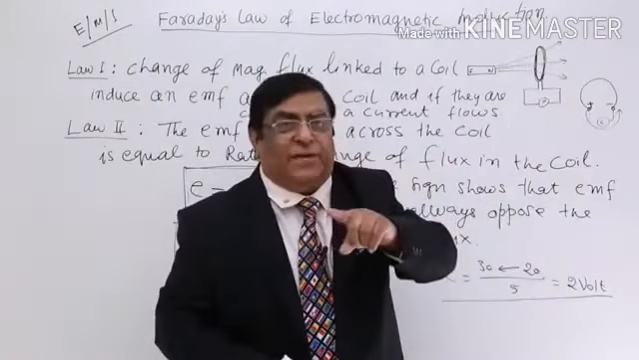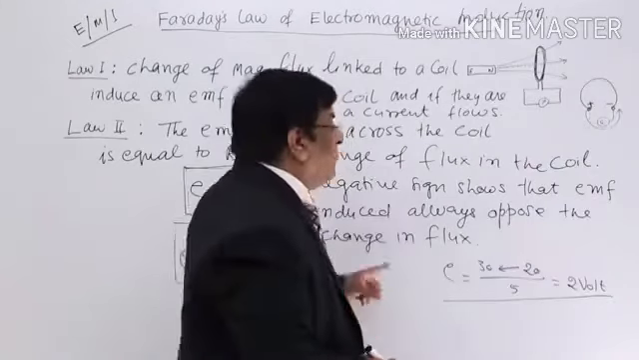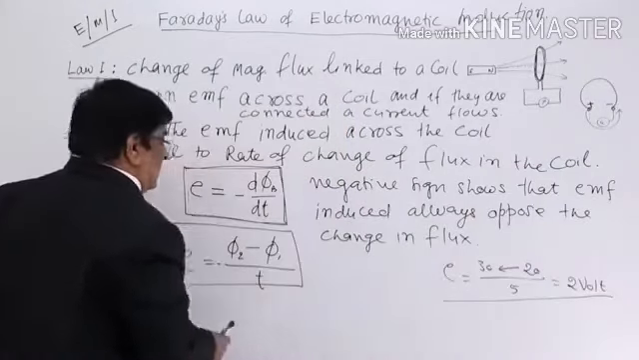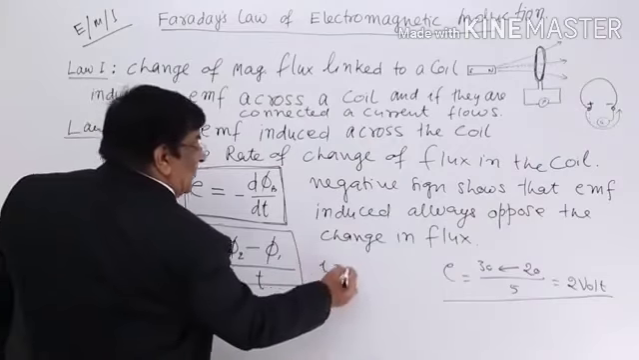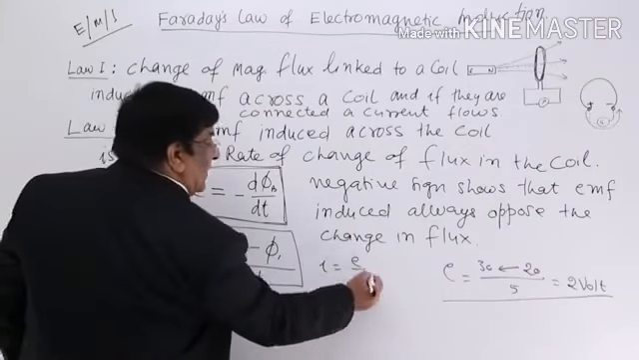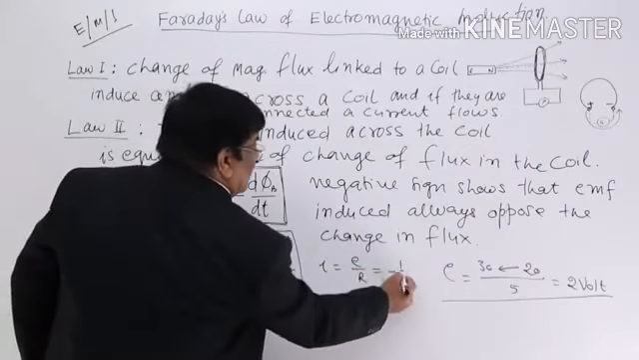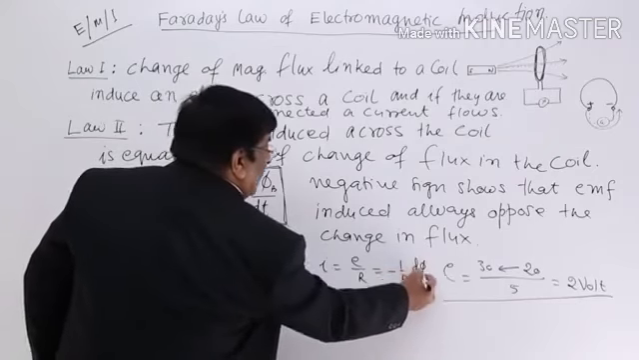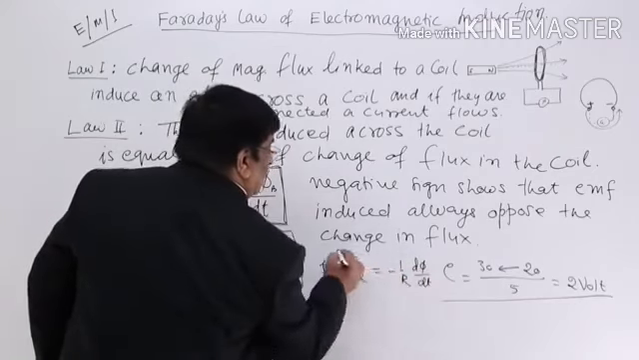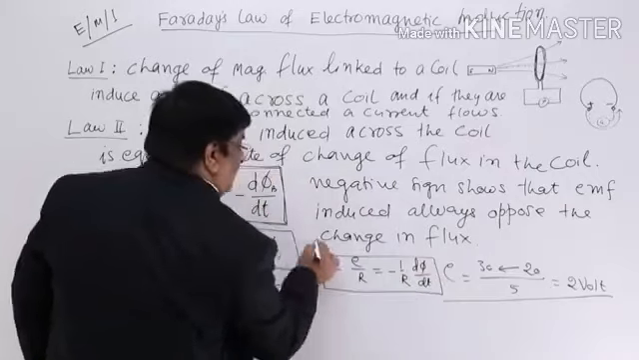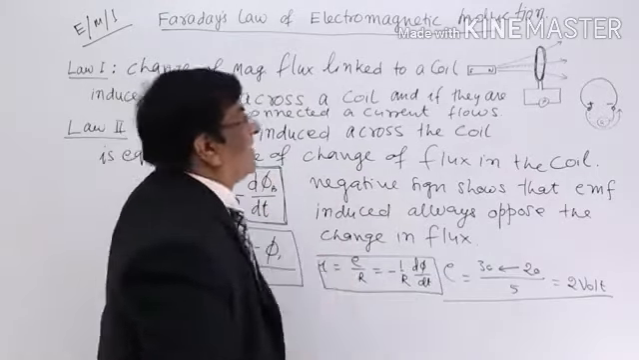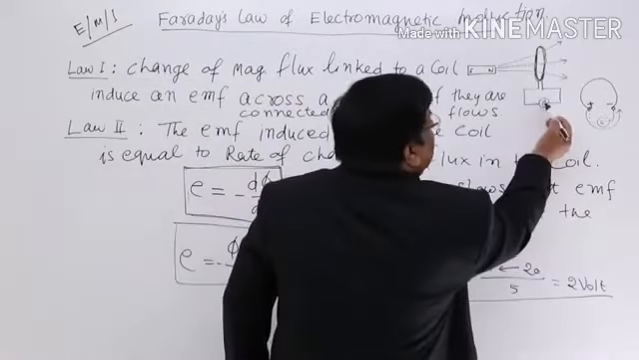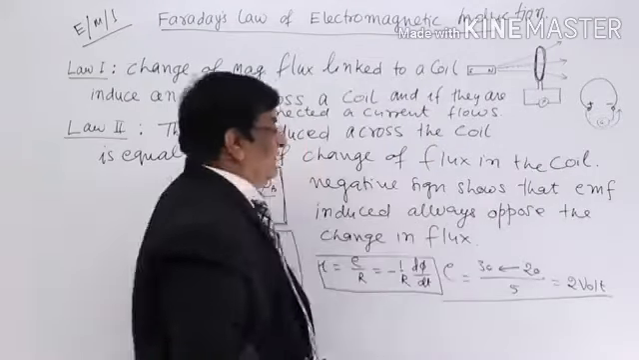What is the unit of EMF? Volt. How much will be the current flowing? Answer: current flowing I is always equal to E upon R. So we can say I is equal to minus 1 upon R into d phi by dt. This is for the current flowing in the circuit, and what is this R? This R is the resistance of the device which is connected with the coil.